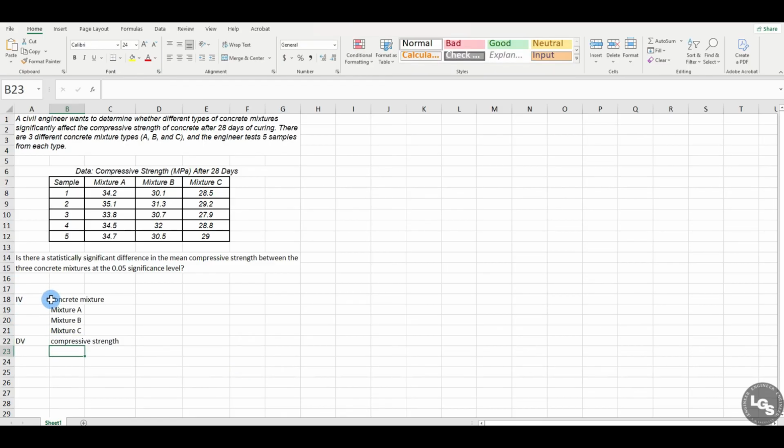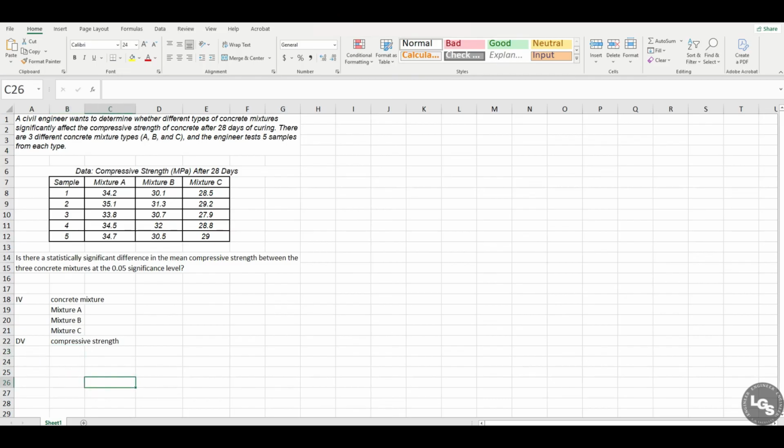So based from the definition of the one-way ANOVA, we have one independent variable, but that independent variable has more than 2 levels. In this problem, we have 3 levels, the mixture A, B, and C. And we have one dependent variable, which is the compressive strength. So by this, we can say that we can use the one-way ANOVA or the ANOVA for single factor.